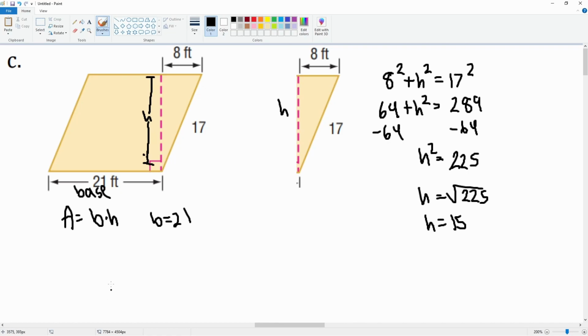So now I can plug it in. I have base, I have height. So area equals 21 times 15. Area equals 315 feet squared. All right, so there you go. That is how you find the area of a parallelogram.